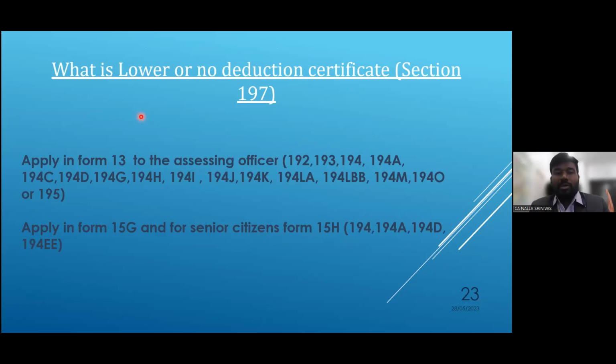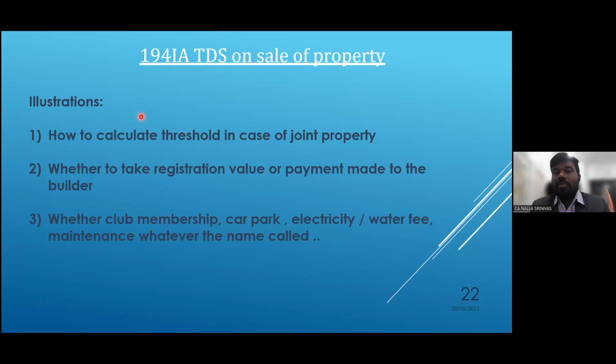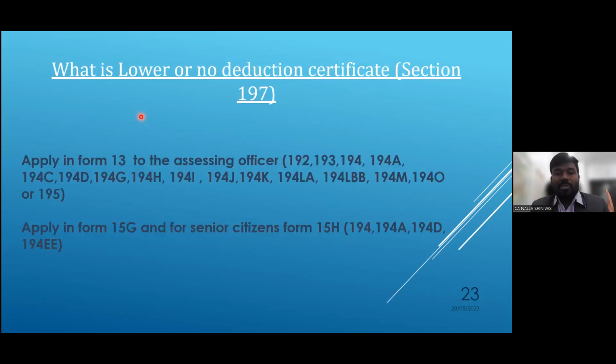So this is till the previous slide we have completed in the previous session. So what is lower or non-deduction certificate? Basically, as I said in the previous session, I think this slide has also covered. Any person having a taxable income less than threshold limit. So what is our threshold limit? 5 lakhs in case of old regime and 7 lakhs in case of new regime.